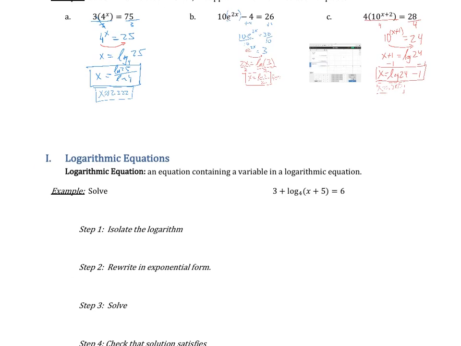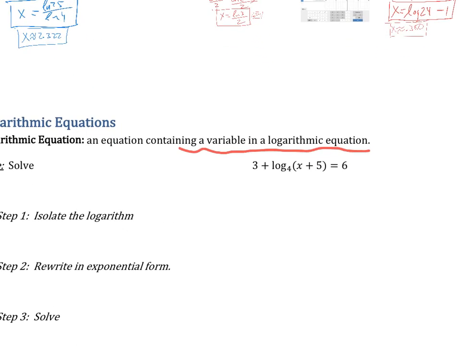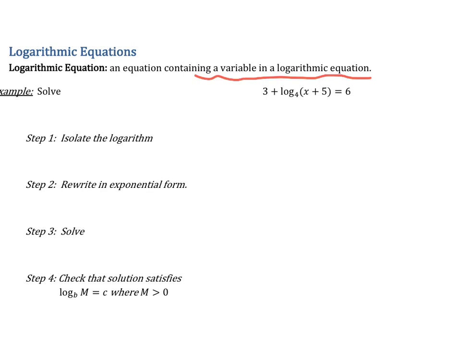Well, we're going to do the exact opposite. A logarithmic function is an equation that contains a variable in the logarithm. So first thing we want to do here is get that logarithm all by itself. So we want to get that 3 out of there. That's the first step. And then we'll have log base 4 of x plus 5 equals 6 minus 3, which is 3. Now we're going to rewrite this in exponential form.